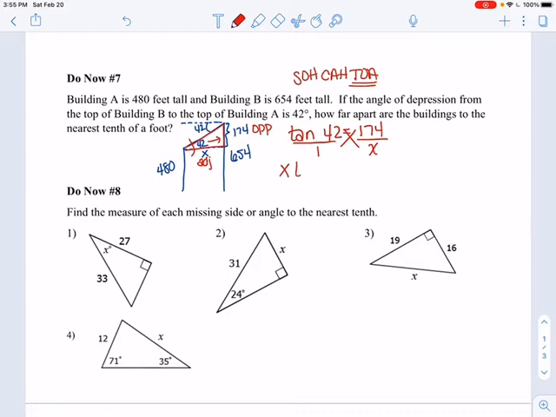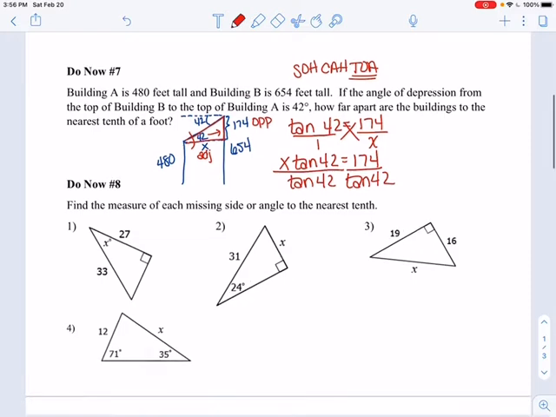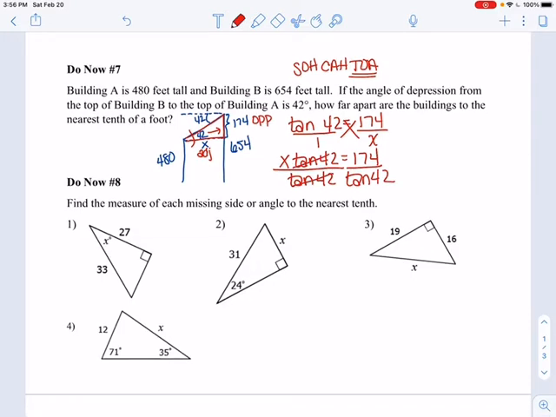So I'm going to have x times the tangent of 42 equals 174, and we'll divide both sides by the tangent of 42. Okay, so inside your calculator, you're going to do 174 divided by the tangent of 42 and hit enter. And in the end, you should get an answer to the nearest tenth of 193.2. Again, please play along and make sure that you got that as your answer. And if you didn't, please make sure you ask about it.